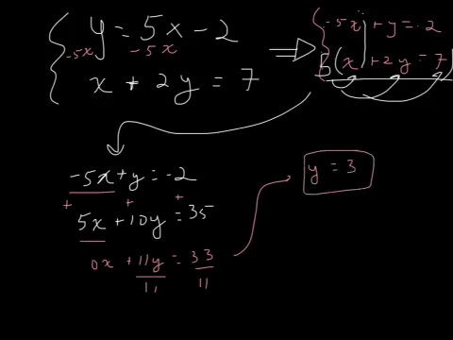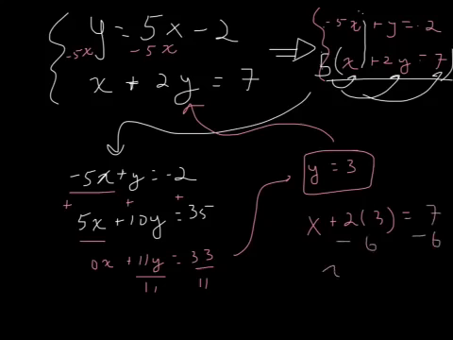So now to find x, we just plug it into one of these equations. Either one will work. So I get that x plus 2 times 3 equals 7. So I can subtract 6, and I get that x equals 1. So my solution is the point (1, 3).